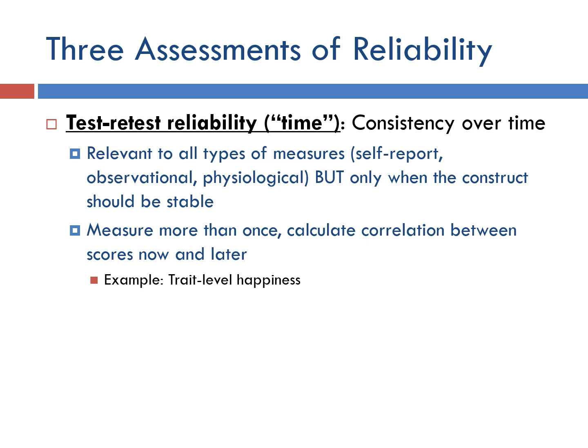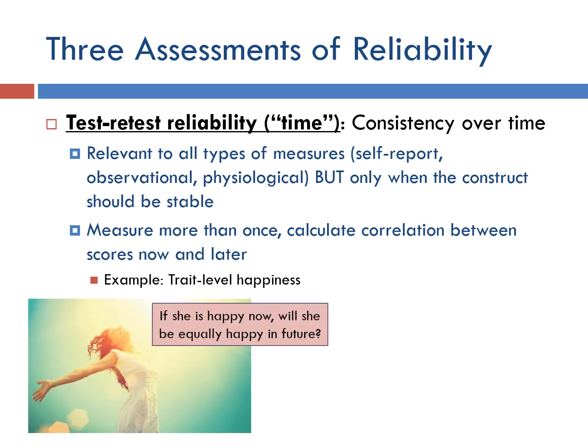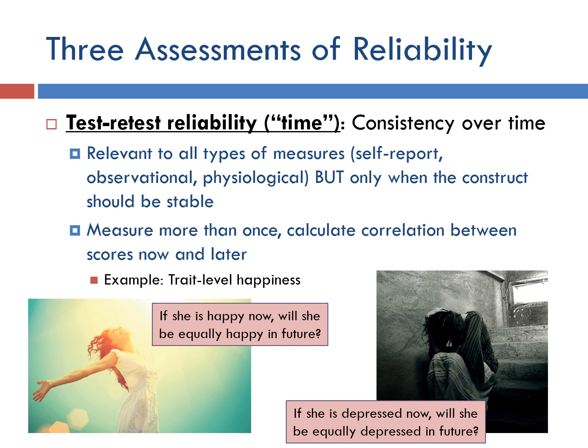So what we do is we measure them more than once on a variable and we calculate the correlation between them. So for instance, we might have trait level happiness and we see, is the person happy now? Will they also be happy in the future? If the person's shining in front of the sunlight now, are we going to see that same level of happiness in the future? And as a note, trait level means just kind of your disposition, your internal. It's not situational. It's just how happy of a person are you? Versus this other individual, again, we have our depressed individual in this picture. If this person is depressed now, will they be equally depressed in the future based on our observation or based on how we're getting the reports? So we find this consistency.